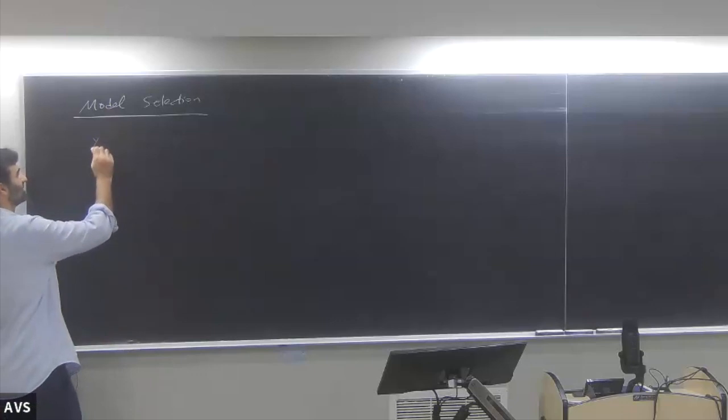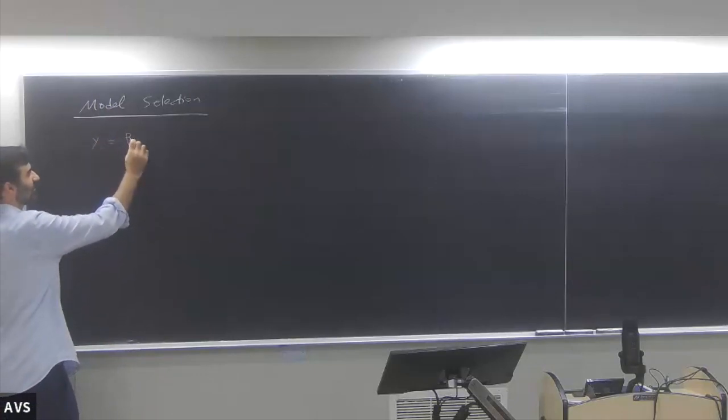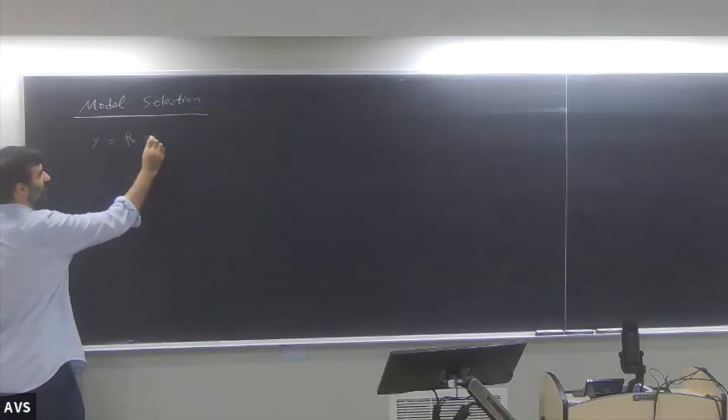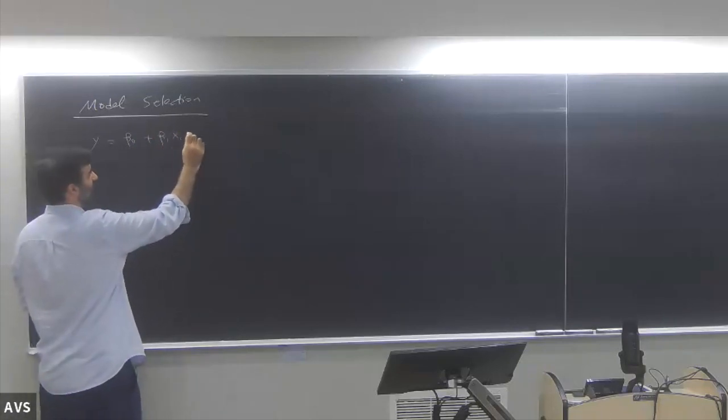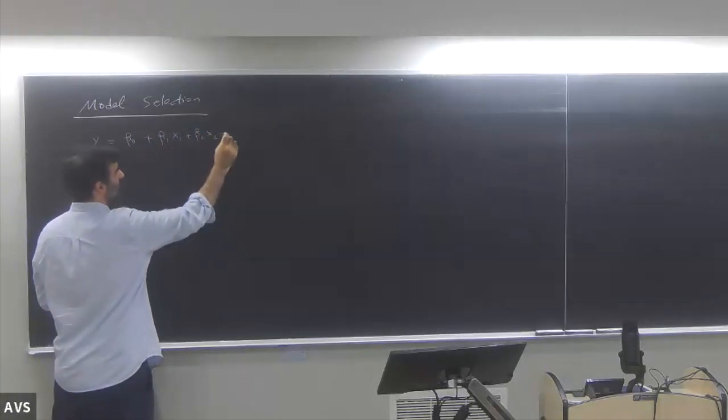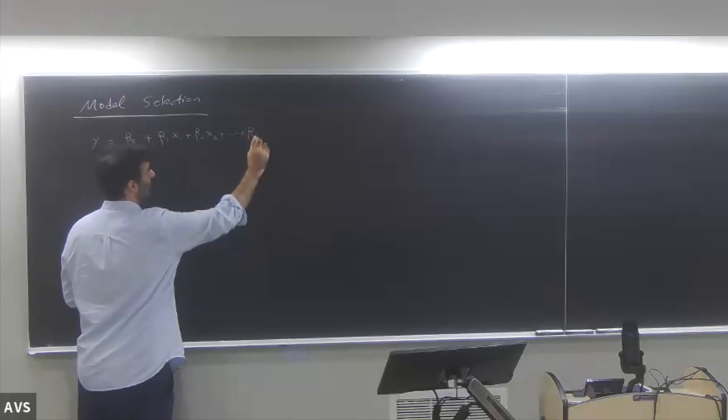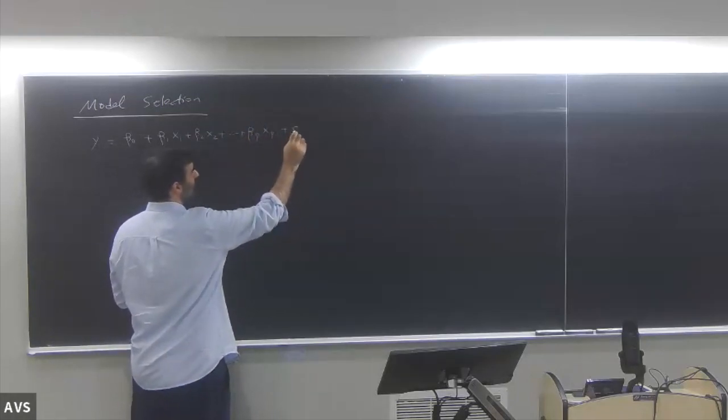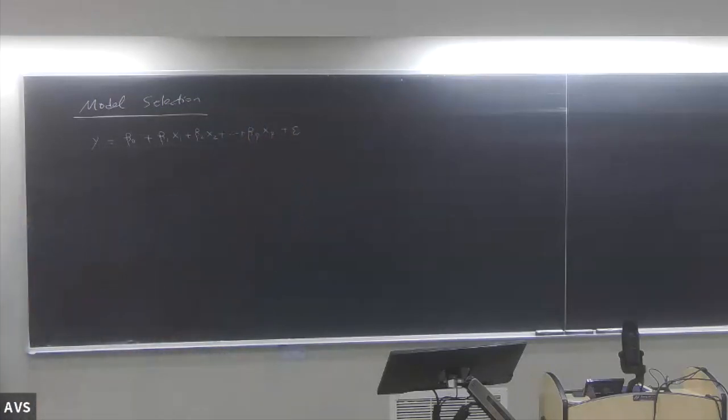So let's say in the context of regression, you have beta 0 plus beta 1 x1 plus beta 2 x2 plus beta 3 x3. And so this is like at the population level. And then you have sampling of this. So when we say model selection, what do you usually mean in this context?